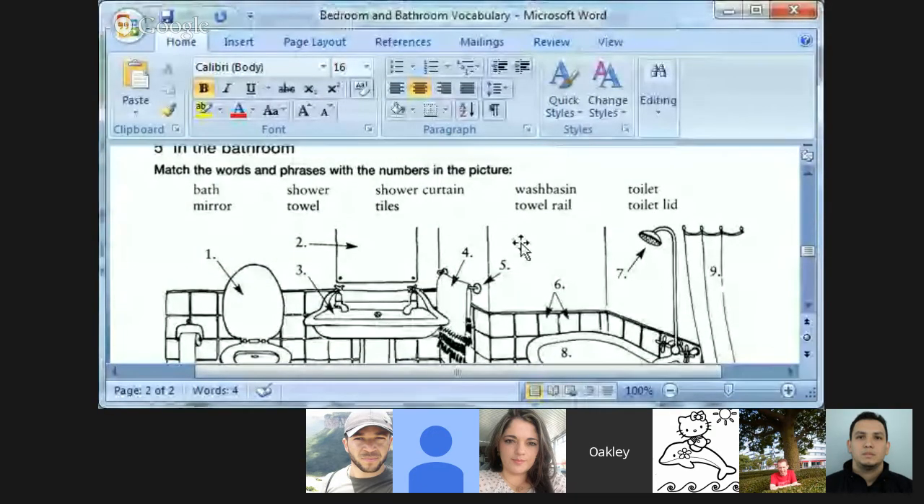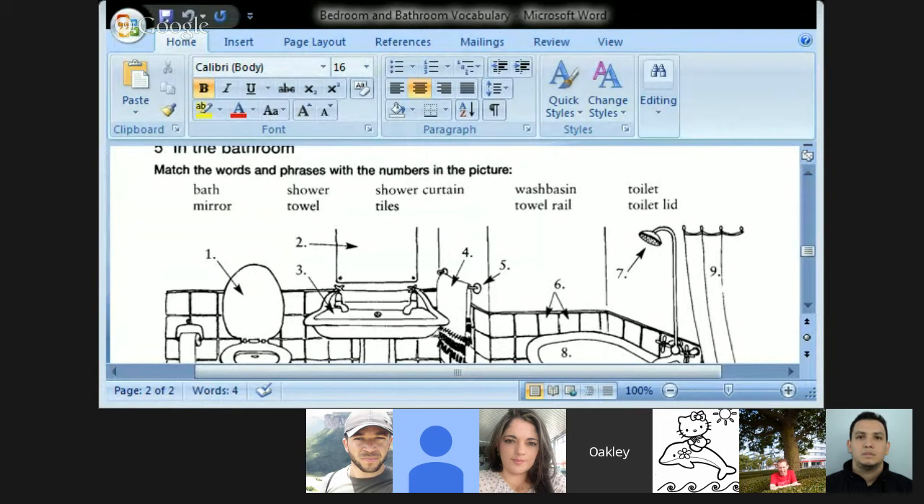Okay, sorry about that. And where are we? Number five. Okay, Zach, number five. Holding the towel is? Towel rail. Okay, towel rail, very British. Americans would never say that. We call it something else. Any idea, Zach? No idea, teacher.